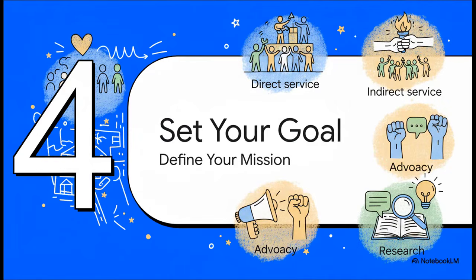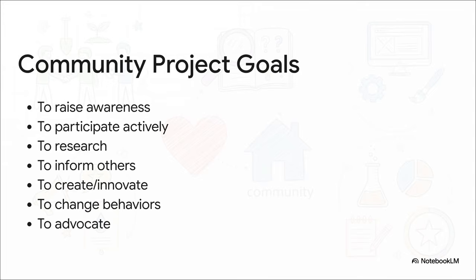Once you've zeroed in on that specific need, it's time to define your mission. Having a really clear goal is like having a compass for your project. It just makes sure that every single thing you do is moving you in the right direction. Now, what's really cool here is how these goals connect right back to our 4 types of service. Your goal might be to raise awareness. Well, that's advocacy, right? Or maybe to participate actively. That's a classic direct service goal. Just take a look at this list for a second. It gives you some really concrete language to help you define exactly what you're trying to accomplish.